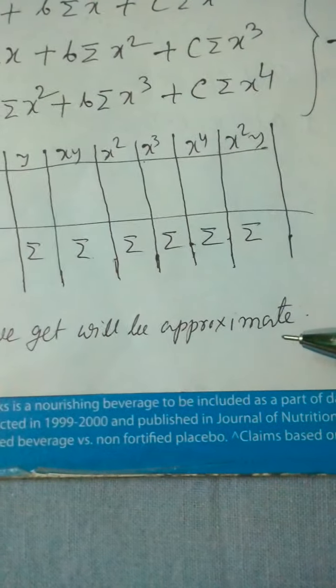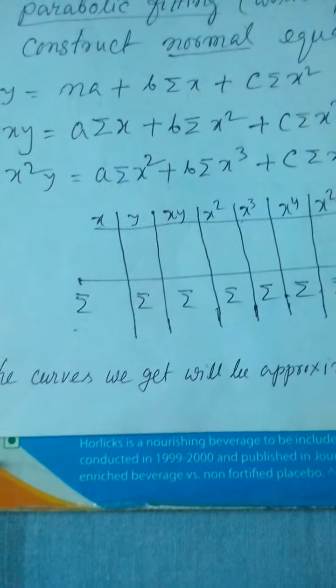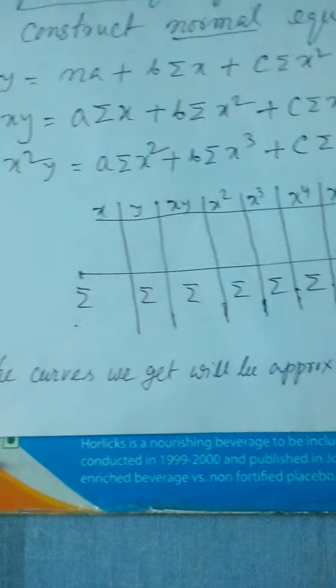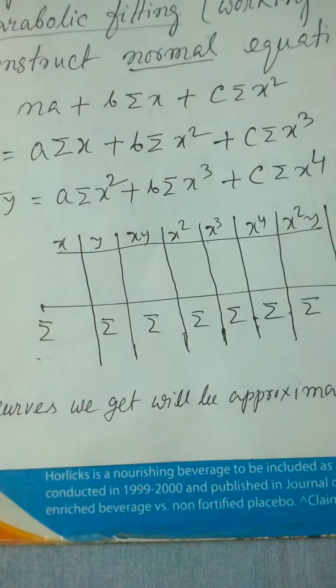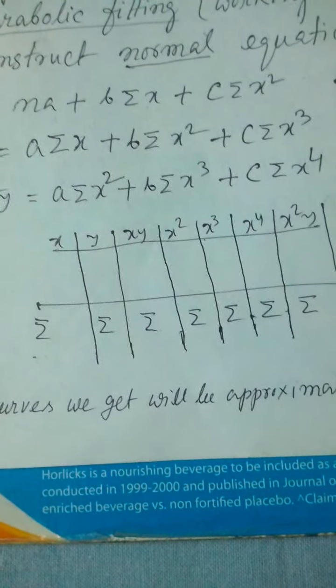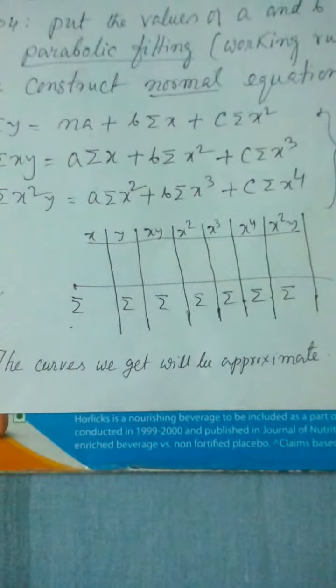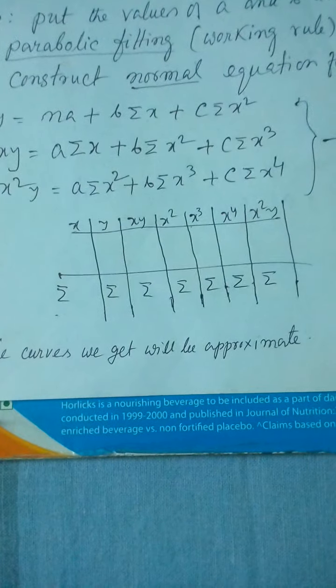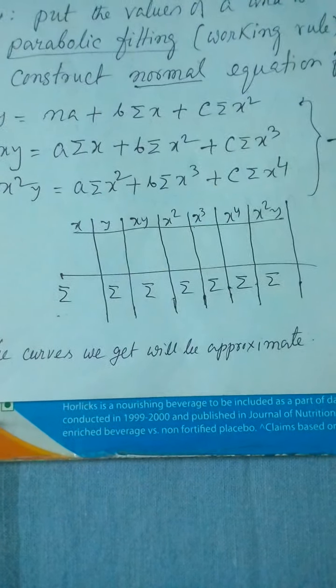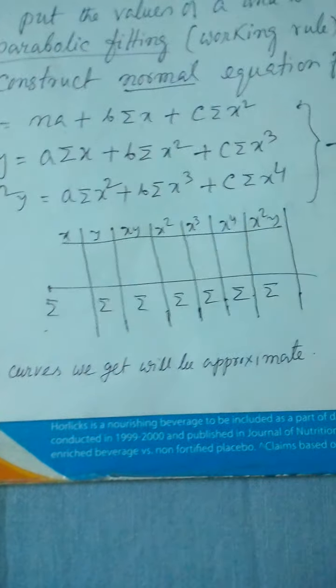understand, no? And the curves we get will be approximate, because all the points may not be on the straight line or parabola we have found out. The x, y points may not be on the straight line or parabola. It can be a little bit away from it, which is called error.